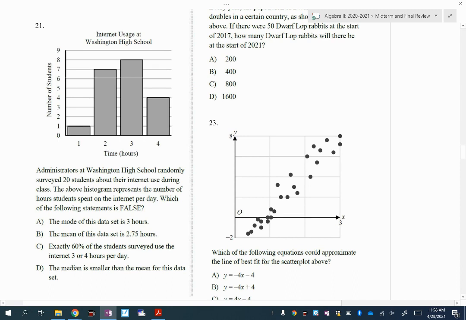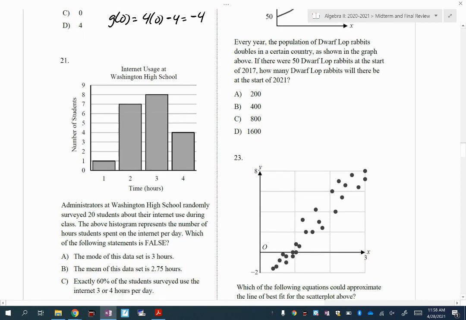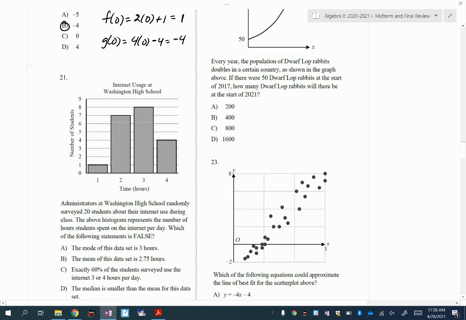Internet usage at Washington High School. Here we go. Administrators at Washington High School randomly surveyed 20 students about their internet use during class. Which of these statements is false? Now, the mode is the number that occurs the most often. What I would tell students about this problem, I'm not going to actually do all of them, but the idea is that one student said 1 hour. 7 students said 2 hours, so you'd have 7 twos here. 1, 2, 3, 4, 5, 6, 7, boom. Then you'd have 8 threes. Again, I'm doing this, but I would never do this to answer this question. Just showing you what this histogram means. 1, 2, 3, 4, 5, 6, 7, 8. Wow, that was lucky. And then 4 fours. 4 students at 4.